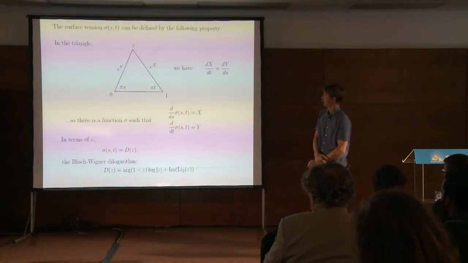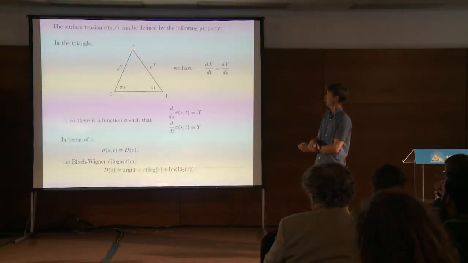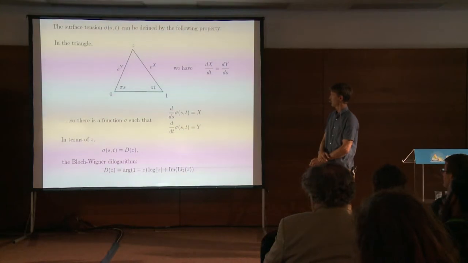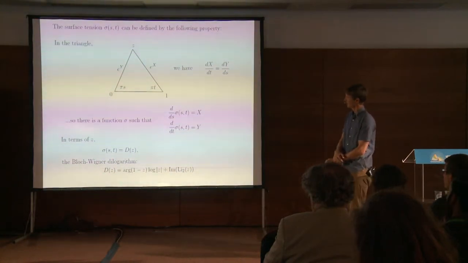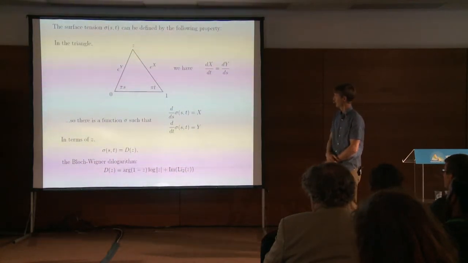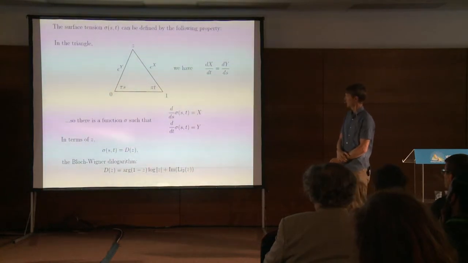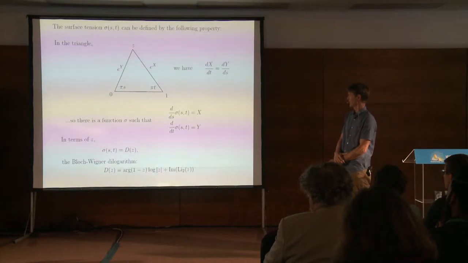If you like number theory, then you can also write sigma as a function of this third complex point z, and it's called the Bloch-Wigner dilogarithm. It's a variant of the usual dilogarithm Li, which is the sum of z to the k over k squared, with some arguments and logs in front.